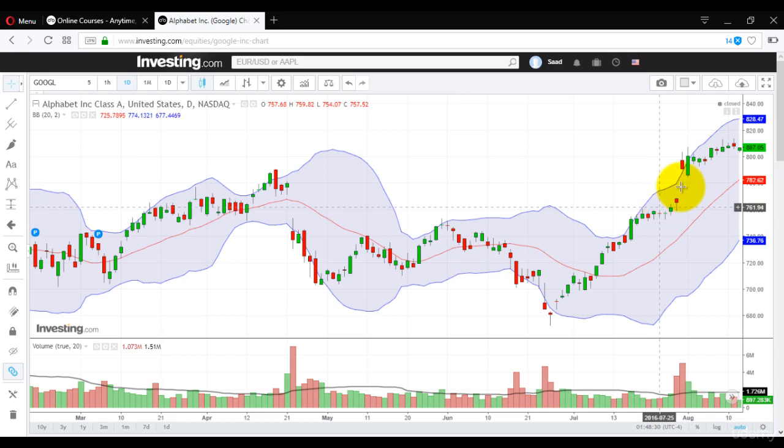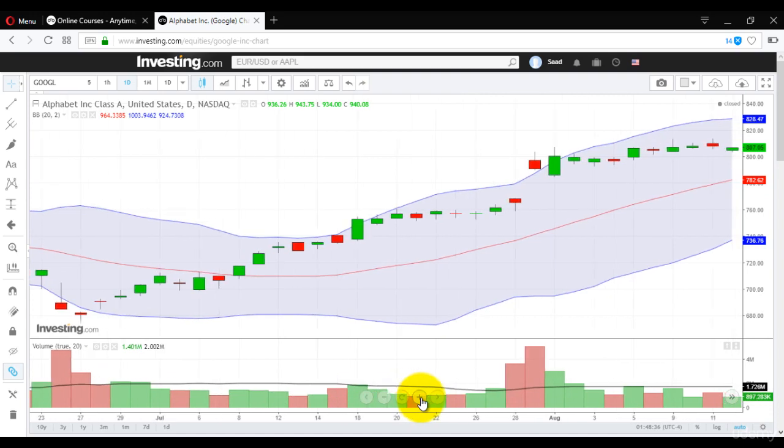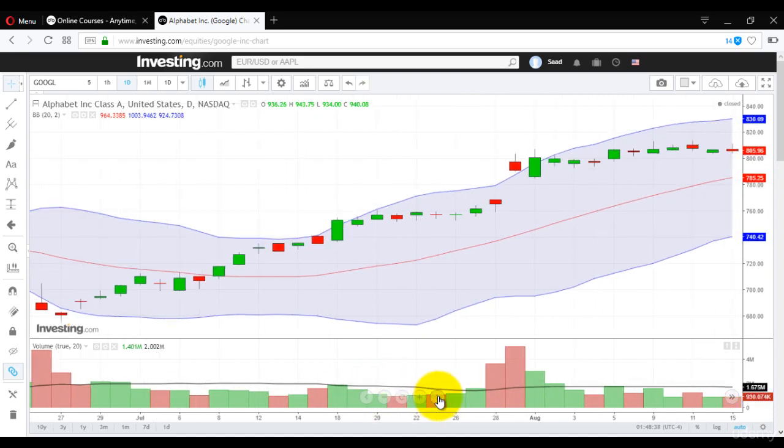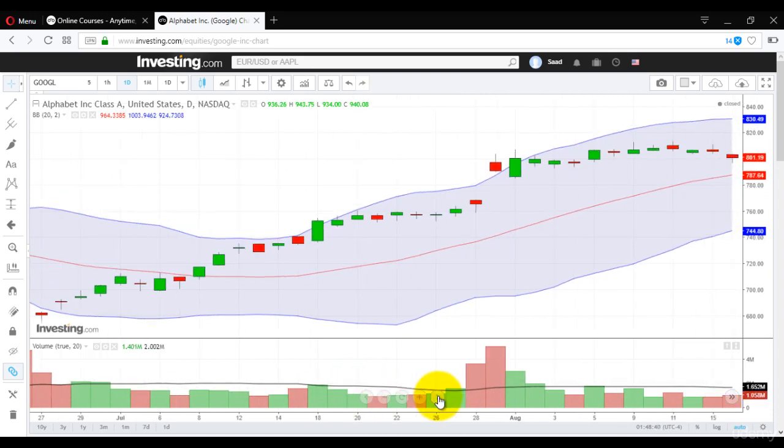So right here you can see the Bollinger Band is rising. Let me zoom in for you. Right here it's rising. We put in one more day, it's rising. If you look at it right here, this middle number is the top band, and this is the lower band, and this red line is the moving average.